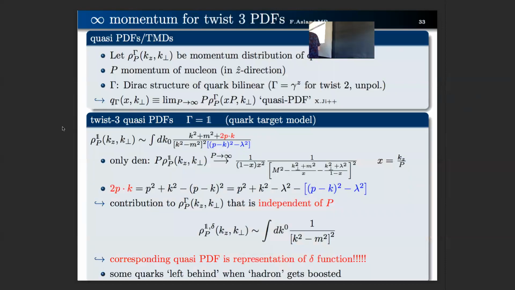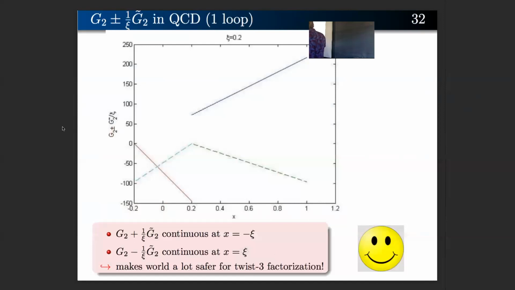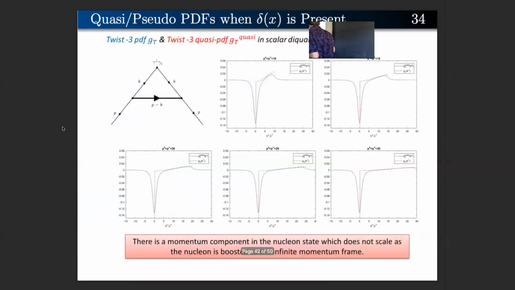As a side remark, if you're doing the same calculation in a scalar spectator model, it's not continuous. It's only in the quark target model that the relevant linear combinations are continuous. And since there has been so much talk about quasi PDFs, pseudo PDFs, I wanted to look at that stuff from that point of view, because I'm hoping to convince someone to calculate twist-3 quasi PDFs for the following reason.